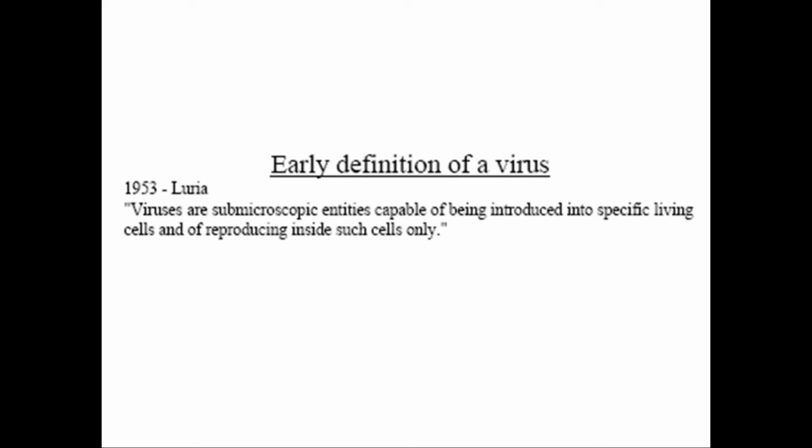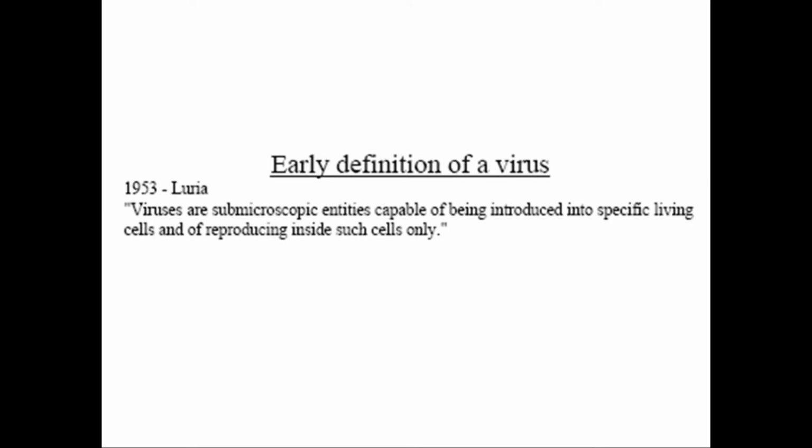Number one, viruses are submicroscopic, that is, they cannot be seen with a compound microscope, they can be seen only with an electron microscope. So, this is the time when viruses were already seen under the electron microscope, starting from 1939 with tobacco mosaic virus. And the second character given here is in the second part of the definition, that is, viruses can reproduce inside living cells only. So viruses are obligate parasites.